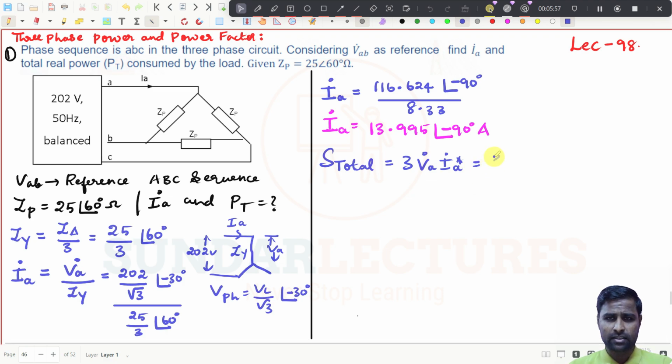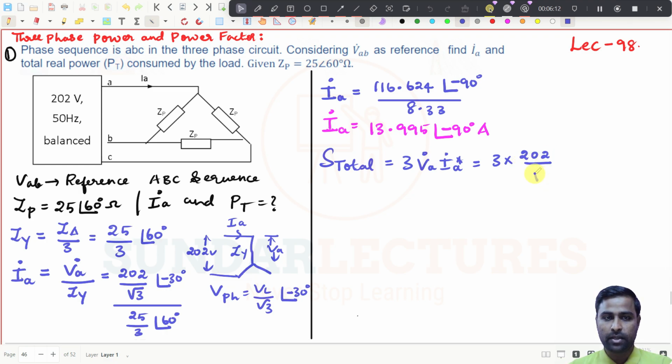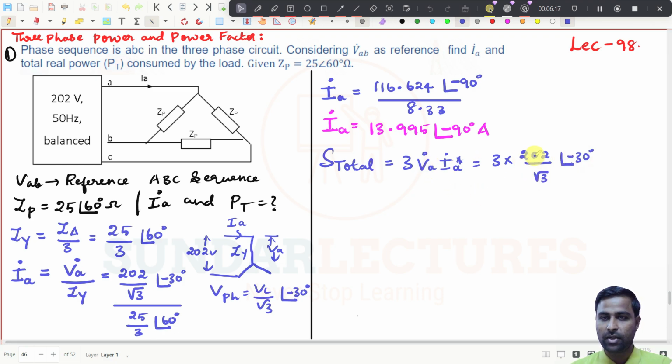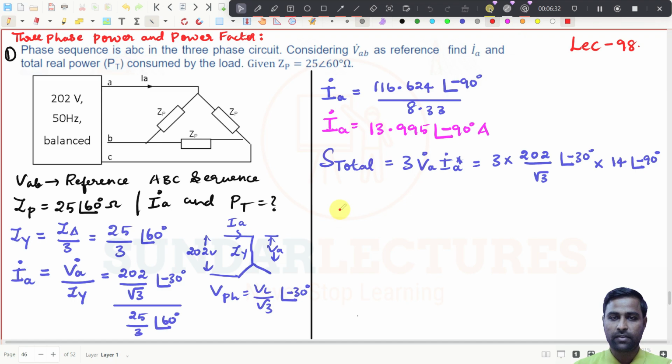Then what is the value? We know everything, right? 3 multiplied by VA. This is VA, the phase voltage. You need to write this value: 202 divided by root 3 at an angle of minus 30 degrees. Multiplication of this IA. I am just taking this to be 14 because it is nearly 14, so 14 at an angle of minus 90 degrees.